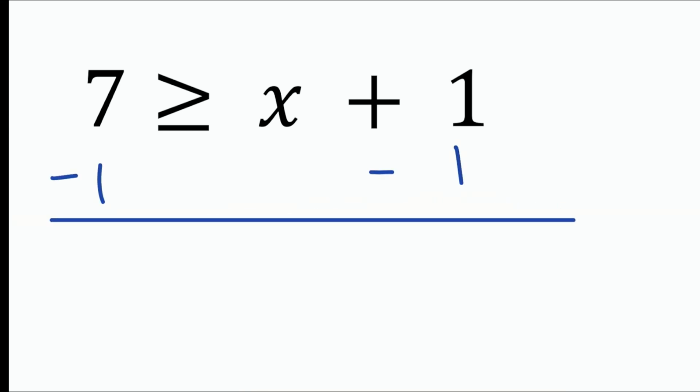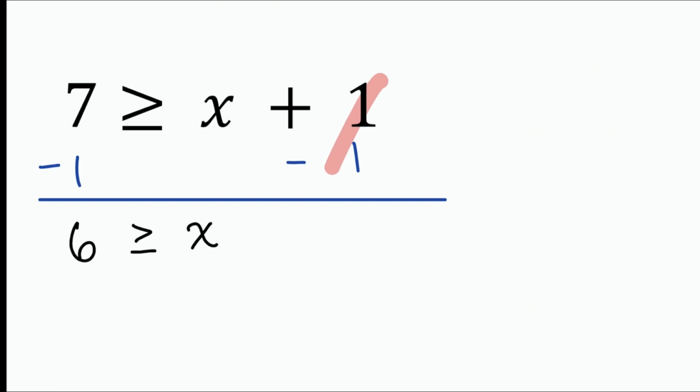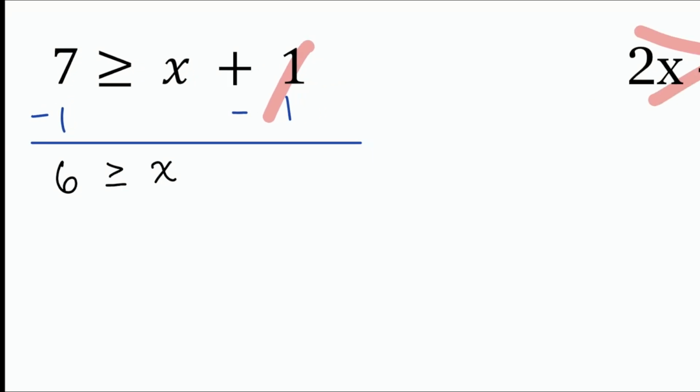And once we do that, we can cancel that on the right side, and it's going to give us 6 is greater than or equal to x. But remember, if we were looking at answer choices, the answer choices would have x on the left side, not the right side. So if I were to swap these two sides to write x on the left and 6 on the right, what do I have to do with that symbol?